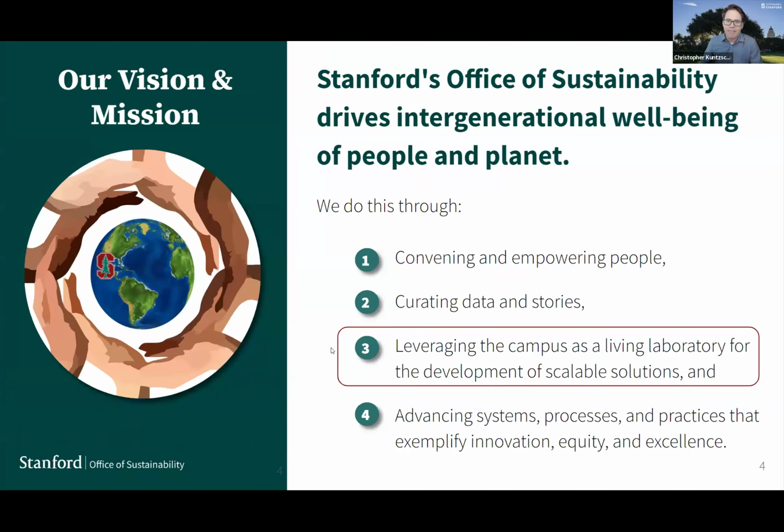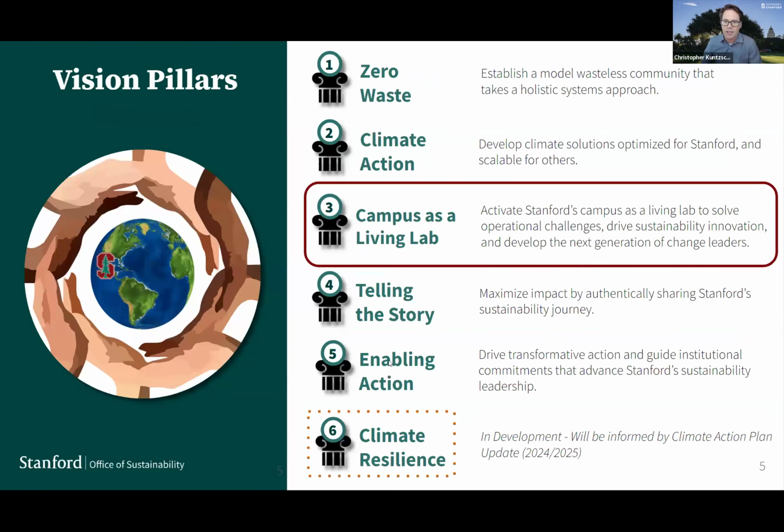Okay, so in recent years, we conducted a strategic planning process, kind of underwent a whole revamp of our office, and we articulated a new vision and a new mission. Our vision is to drive intergenerational well-being of people and planet through our operational sustainability efforts. Our mission is namely convening and empowering people, curating data and stories, and then the circled one in three, leveraging the campus as a living laboratory for the development of scalable solutions. That's where we're going to be focusing a lot of our time. And then advancing systems, processes, and practices that exemplify innovation, equity, and excellence.